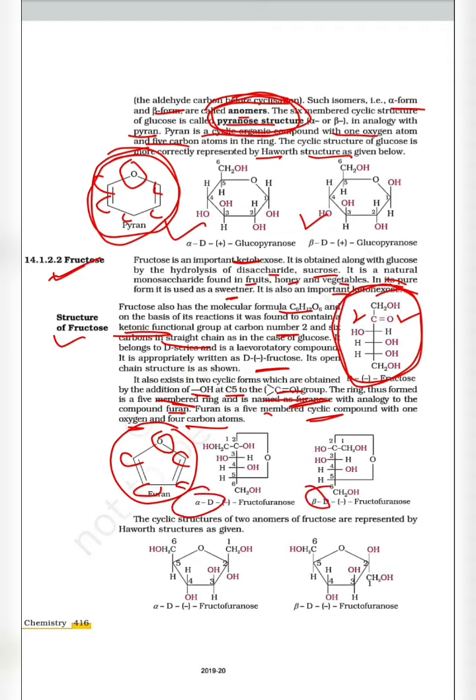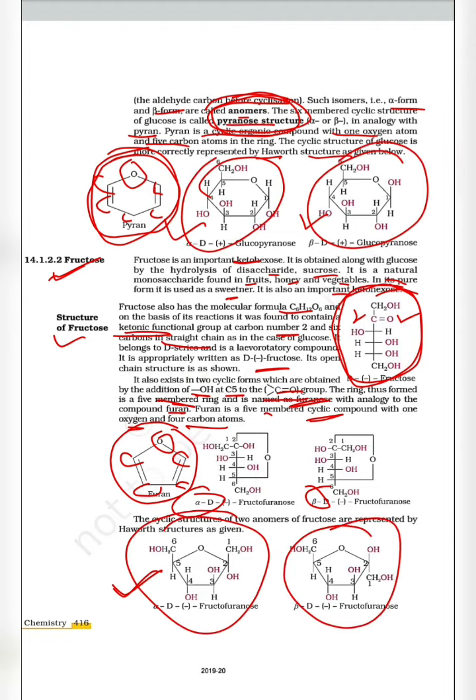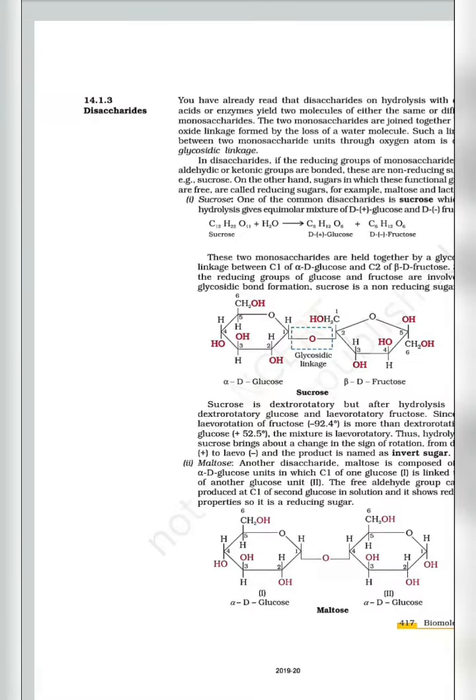The cyclic structures of two anomers of fructose are represented by Haworth structure. So students, this is the Haworth structure of glucose and these are the Haworth structures of fructose. You must remember both the structures.